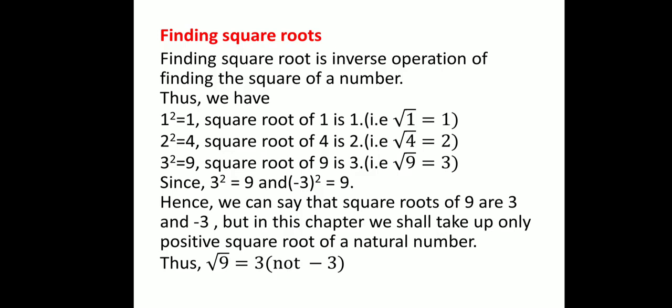So, finding the square root is the inverse operation of finding the square of a number. If 1 squared is equal to 1, then square root of 1 is 1. It will be written like this: root 1 is equal to 1, root 4 is equal to 2, root 9 is equal to 3. And 3 squared is equal to 9 and minus 3 squared is also 9, but in this chapter, we need to take the positive square root of a natural number.